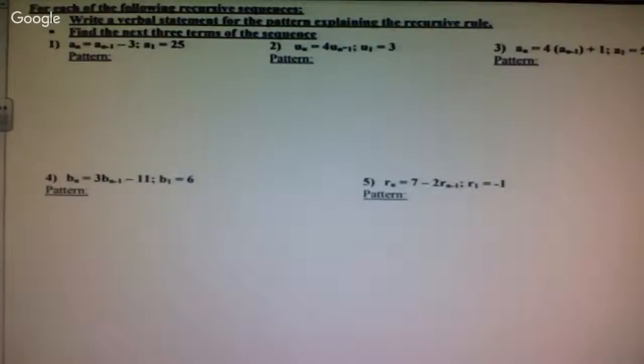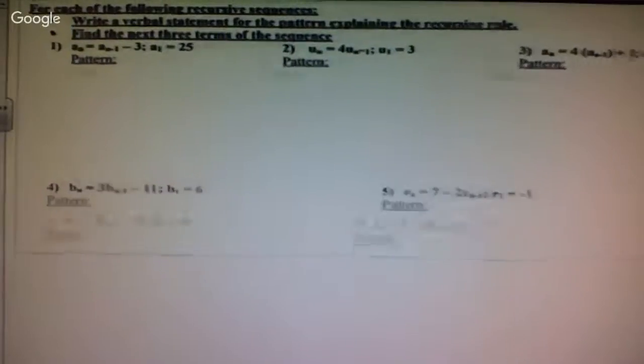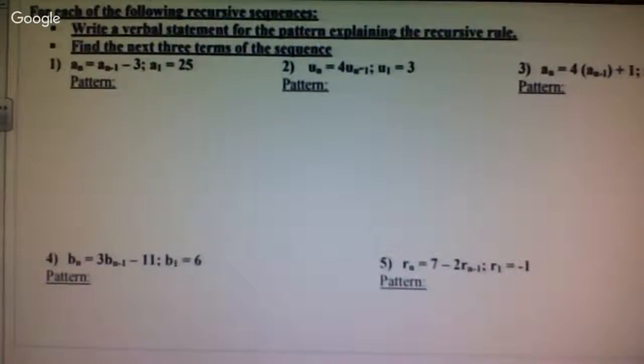All right. Last little bit that we've got to do with this section is, can you find the terms of the sequence? If I give you an equation, can you find me the next 3 terms in the sequence? So, here's my sequence.